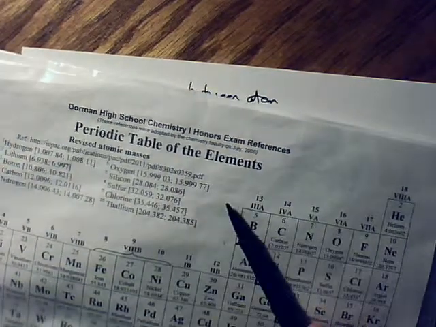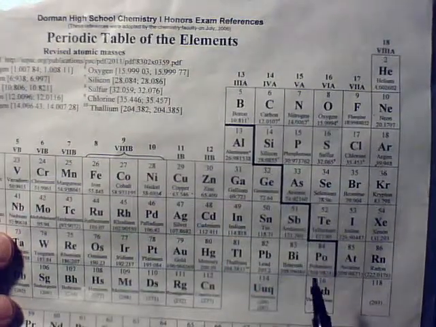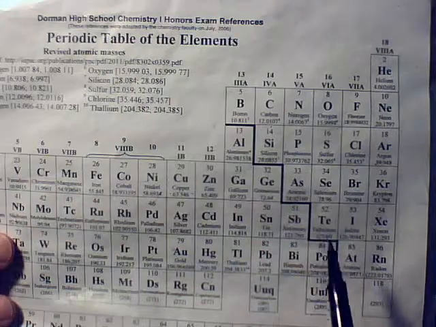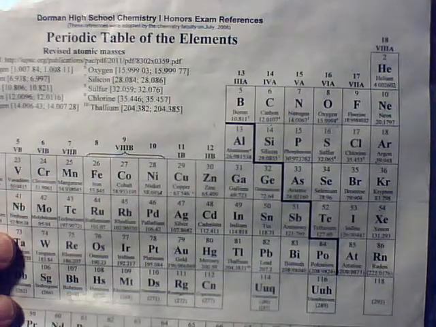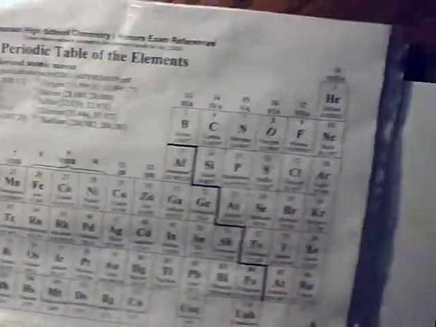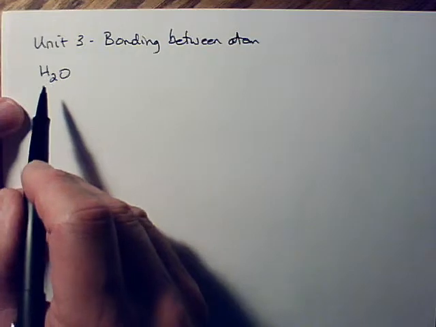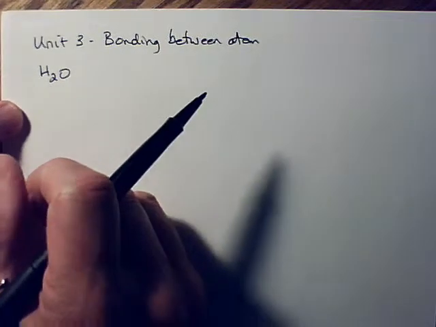So everything from here this way is nonmetals, and most of the stuff that's right along this stair step, what do you call those? Metalloids. Okay. The noble gases are this last column. All right. So this is made of what kind of atoms then in those terms?